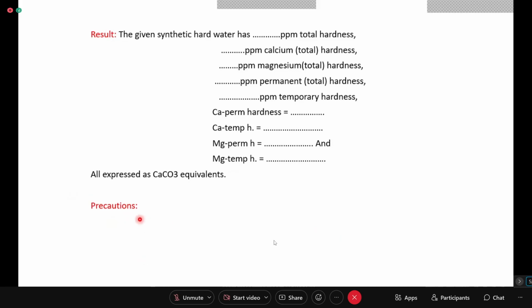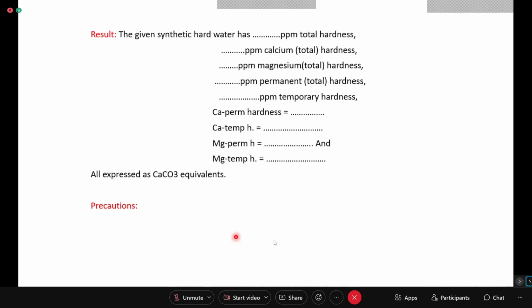Then definitely first buffer should be added and then Eriochrome Black T should be added. In case of magnesium determination, first NaOH should be added and then the murexide. And this is how you can go. Okay, so this is all regarding this. Things are clear or not?